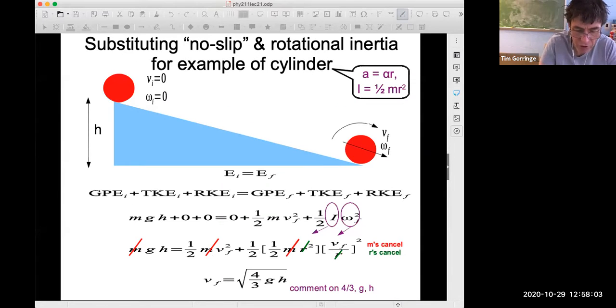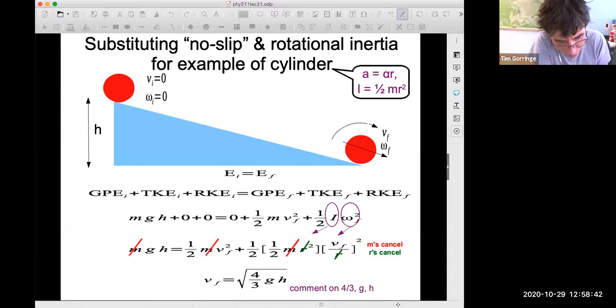So I'm going to now just plug in the results of those last two slides, those relationships between rotational and angular motion and the moments of inertia. So on this slide, for concreteness, I'm just doing the case of the cylinder. And so I'm going to plug in the cylinder's moment of inertia. But you would do the same thing for the sphere, and you would do the same thing for the ring. You would plug in their moments of inertia.